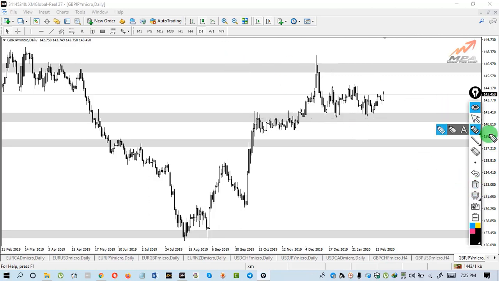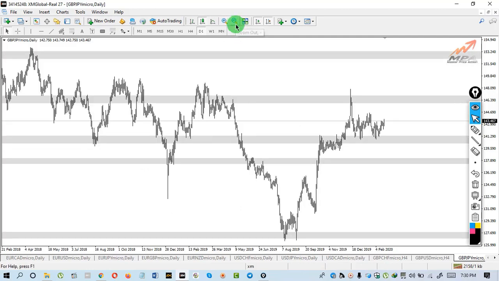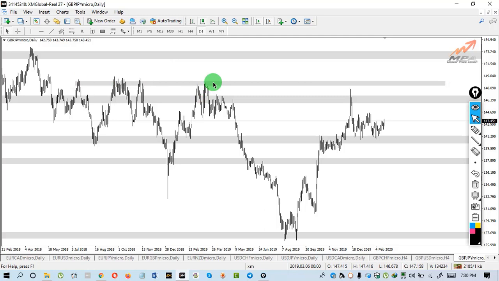Some of the minor levels are missing. We missed some of the levels, so don't worry. Please zoom out a little bit and draw the missing levels. Look at this. This is a very beautiful resistance level, and look at this. Market took support from here, from here, from here, and acted as resistance here. So we need to draw a level here.